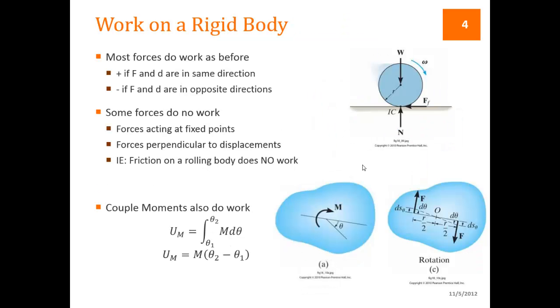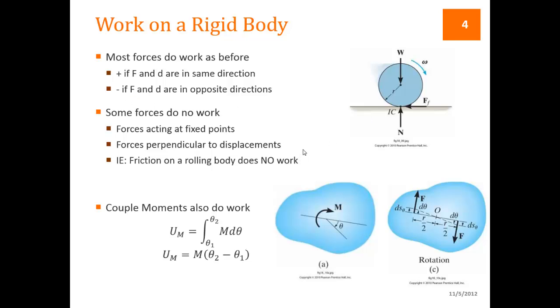So the second part of the work energy method is to find the work. Most forces on rigid bodies will do work exactly the same as they did before. If the force and the distance are in the same direction, they're positive. If the force and the distance are in opposite directions, they're negative. You need to know what point you're looking at, but that's the point where the force is applied. So you look at if the force is applied to a point on the rotation, then you look at the distance that point moves, and those are the two quantities you're looking at.